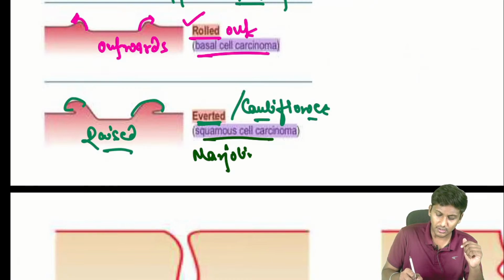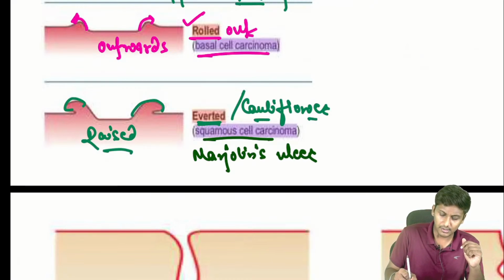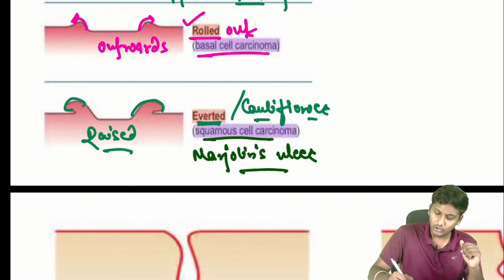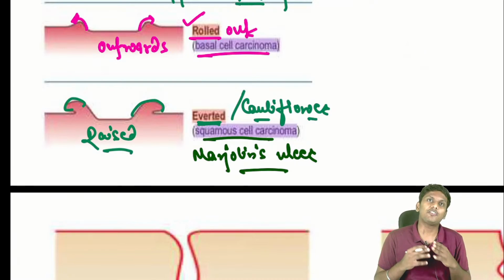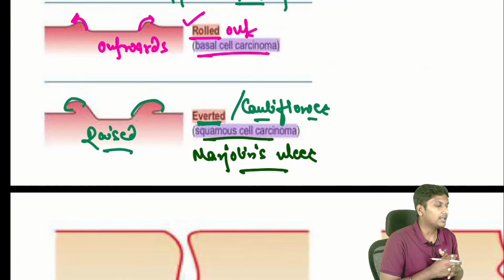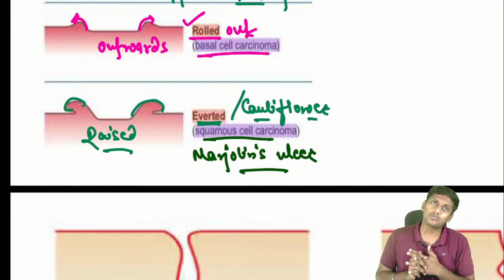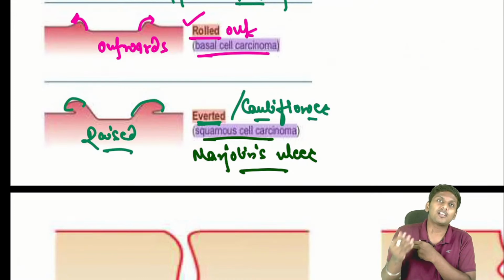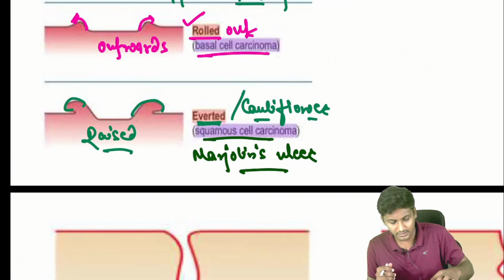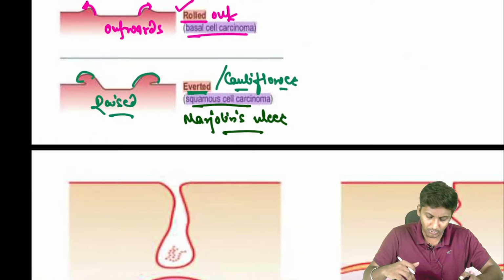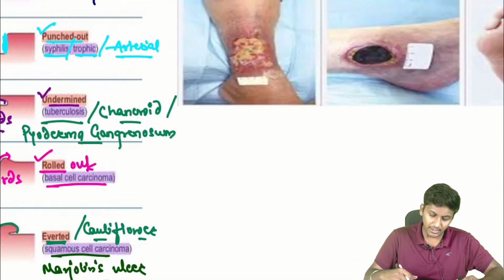Recent exam question, 30th July. Marjolin ulcer definitely. So squamous cell carcinoma and Marjolin ulcer are going to have raised edges, everted edges, and cauliflower-like edges. No issues with this, anybody? That is what is important. This Marjolin ulcer, otherwise I would say, is rather a risk factor for squamous cell carcinoma of skin. No issues with this, anybody? That is important.